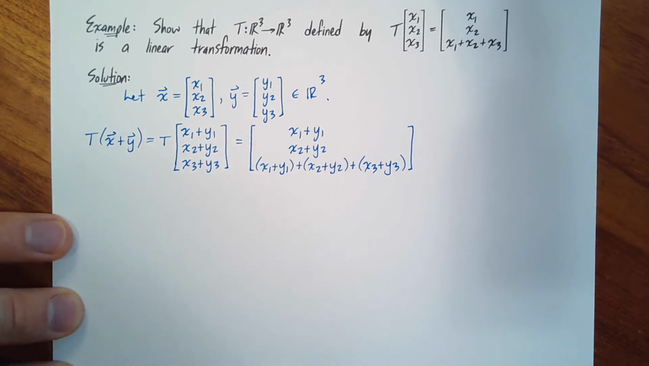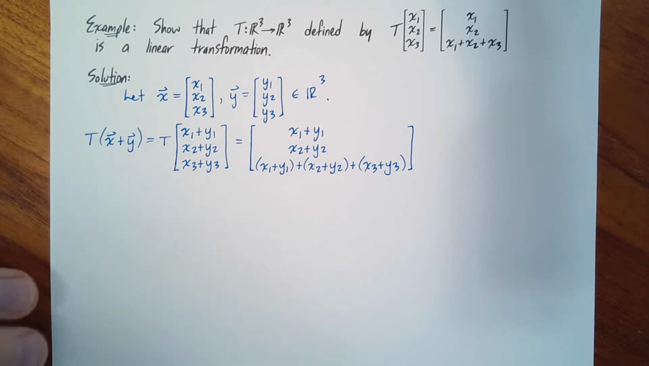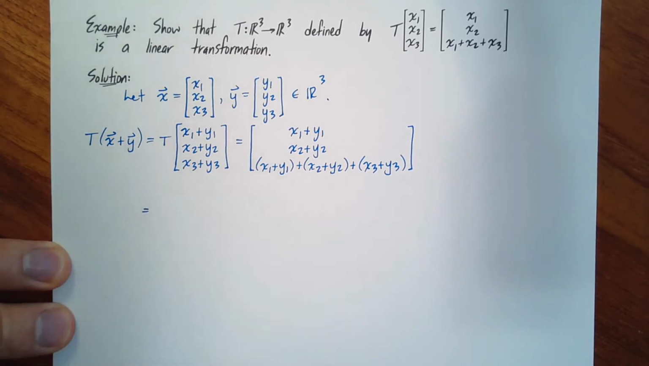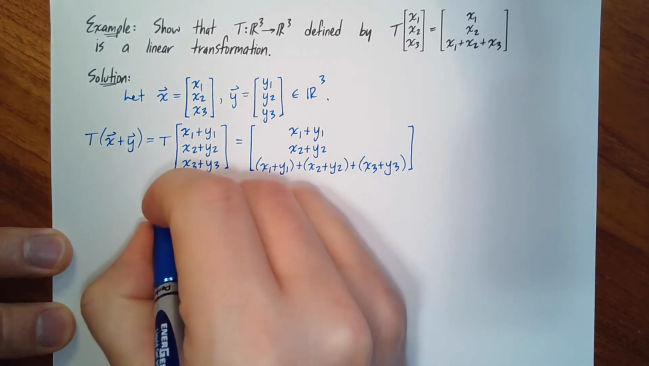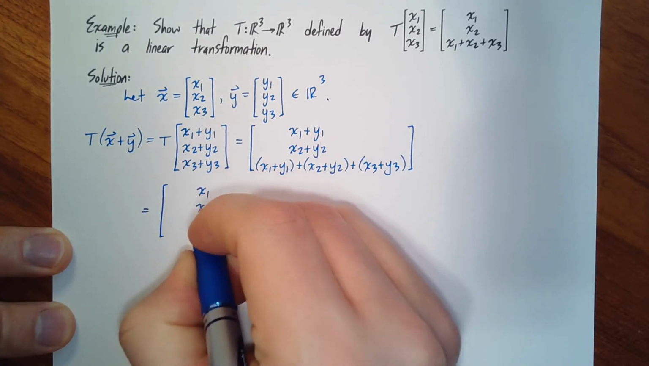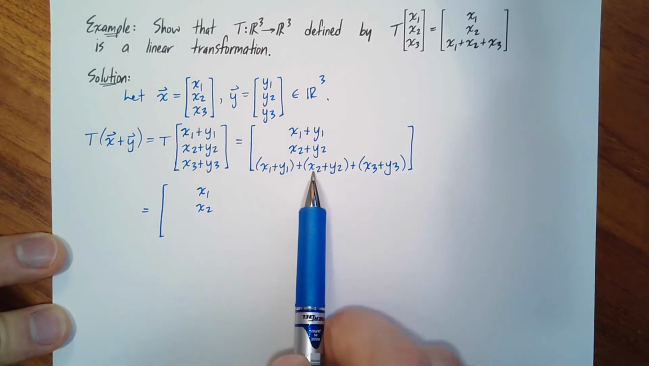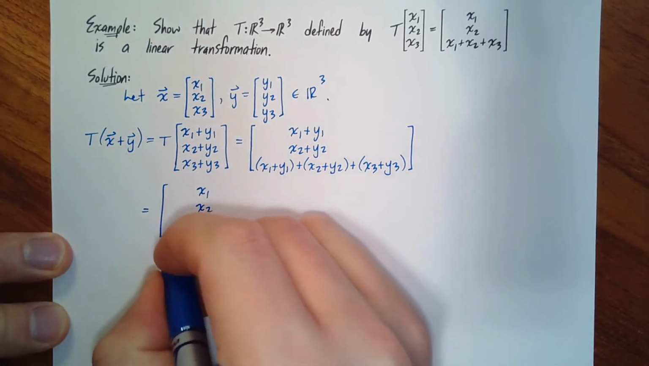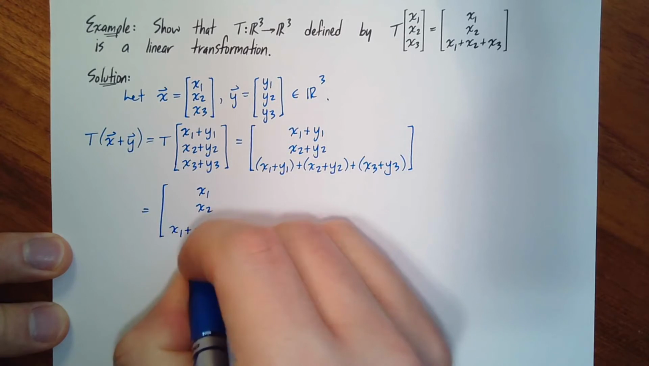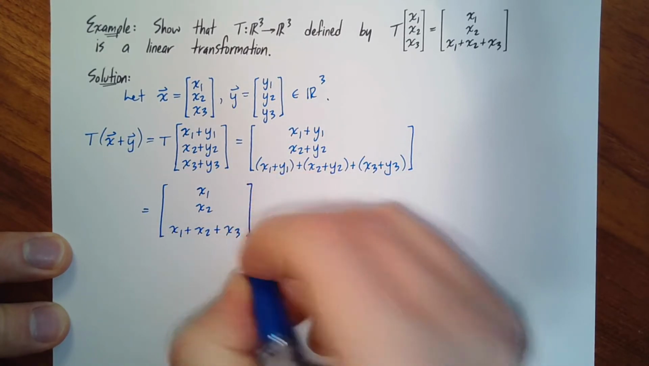Let's break it up into the sum of 2 vectors, one of which has all of the x components, and the other one has all of the y components. So this is what we'll get. The first vector, well, we're going to have x1, x2, and then the third coordinate, let's pick off the x1, x2, and x3. We've got x1 plus x2 plus x3.